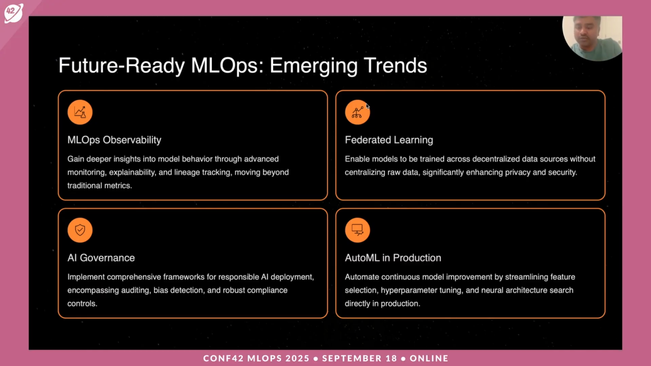So a few things I want to touch upon is MLOps observability, gaining that insight into the model behavior. As I was speaking, having that complete monitoring and end-to-end metrics is extremely important. That is one thing which we need to keep in mind. And also having that AI governance, implementing frameworks for responsible AI deployment. Responsible AI is extremely important nowadays. And also having that auditing, bias detection, compliance controls is extremely important as well.